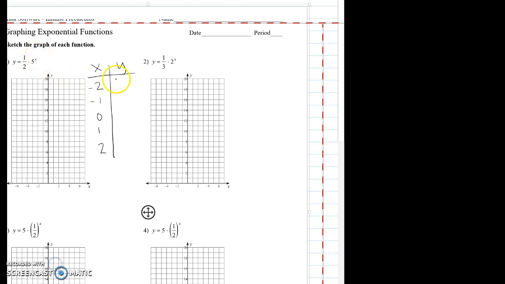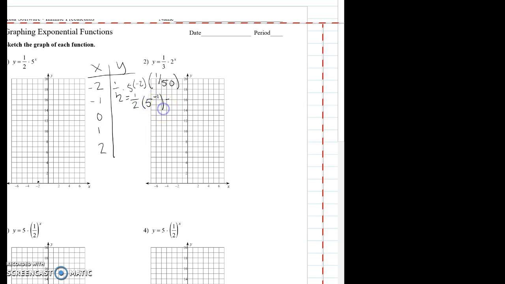So for y, I'm going to have 1/2 times 5 to the -2 power. Well, 5 to the -2 power is 1/25. So I'm going to have 1/25 times 1/2. So that means -2 is going to have a value of just 1/50th. And so I'm going to plot that there. It's going to be super small. So this is 1/50.